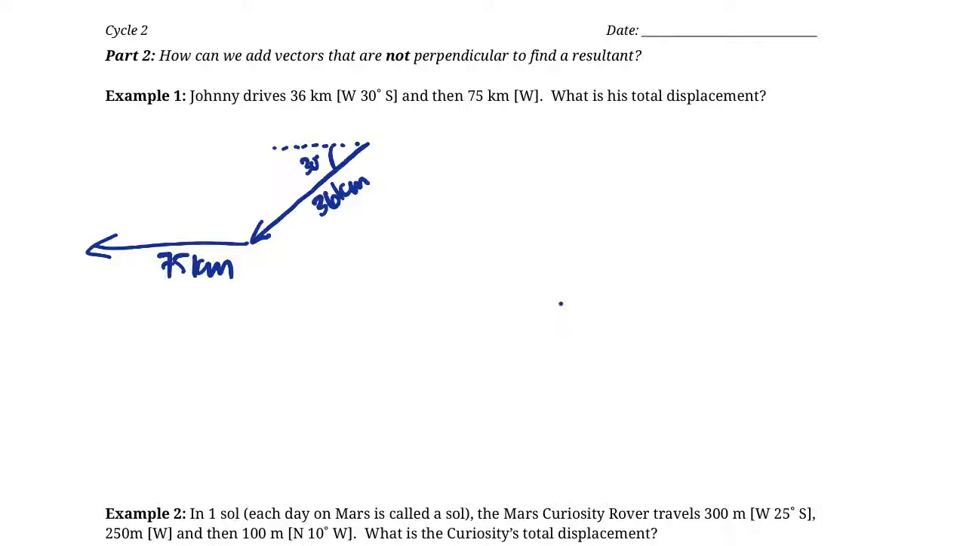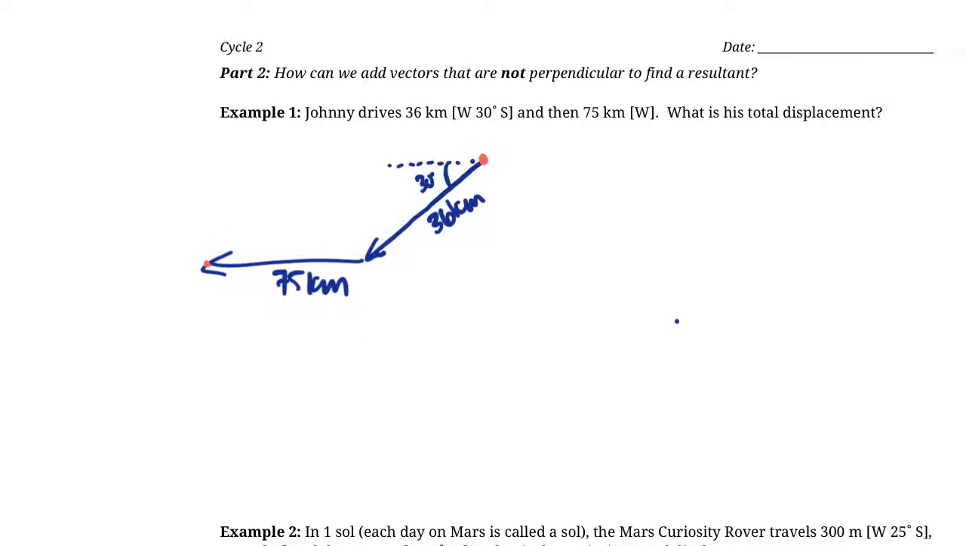So if we want to know the displacement, remember what the displacement is. It's from the beginning to the end, right? We want to know basically, I'll do it in green, the beginning to the end of that journey, what is that total distance?